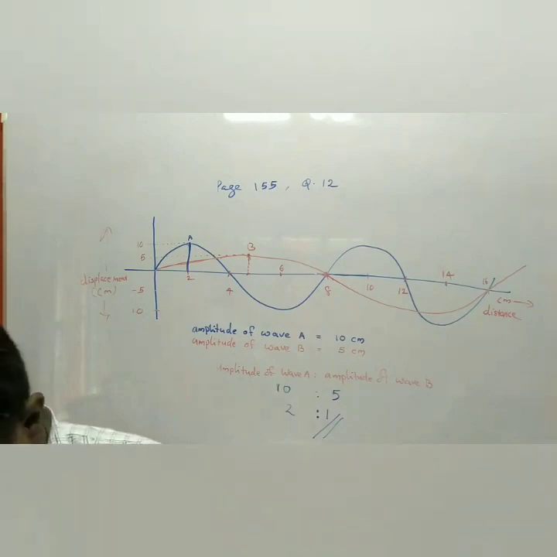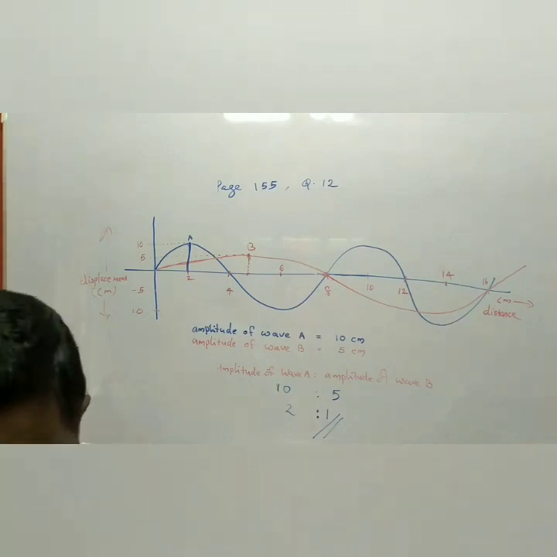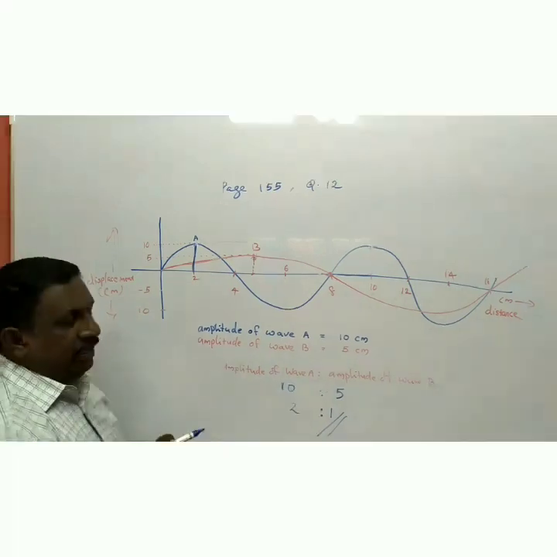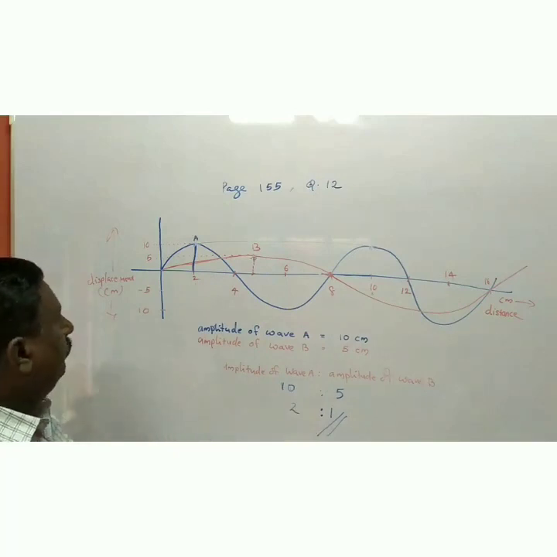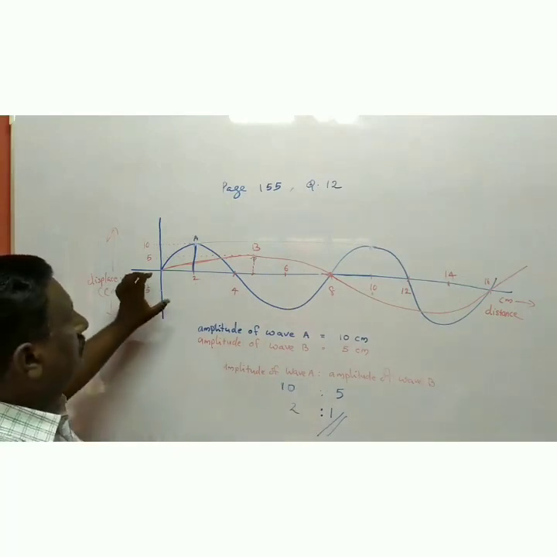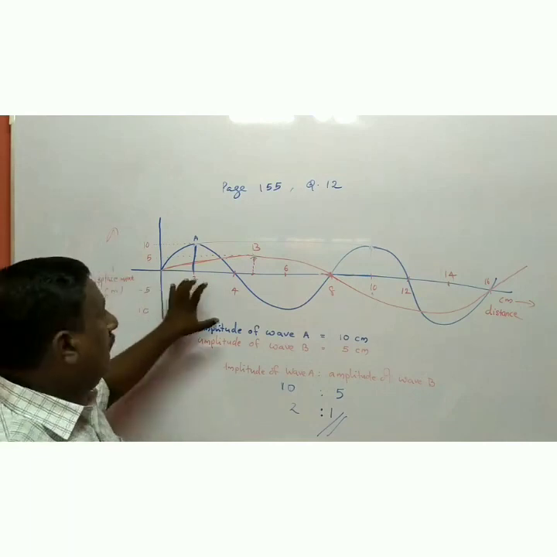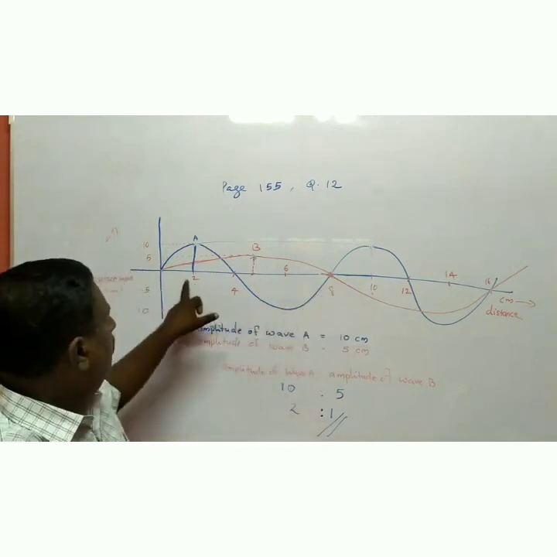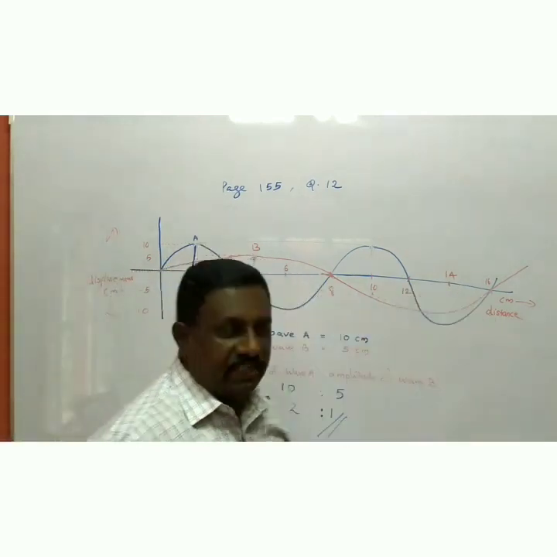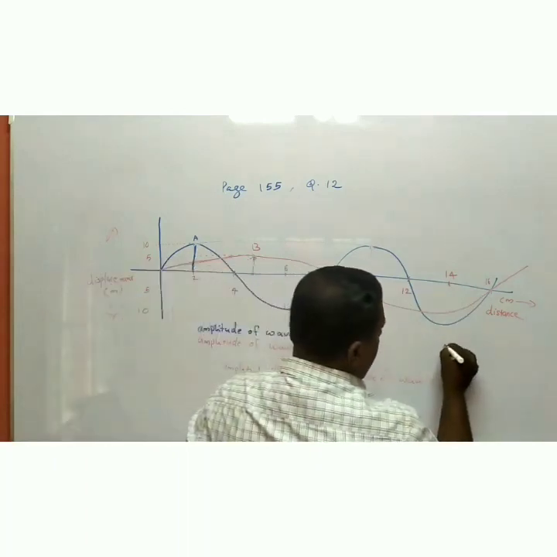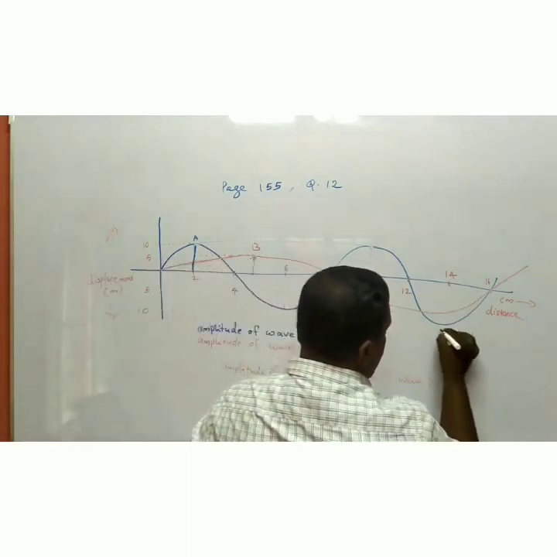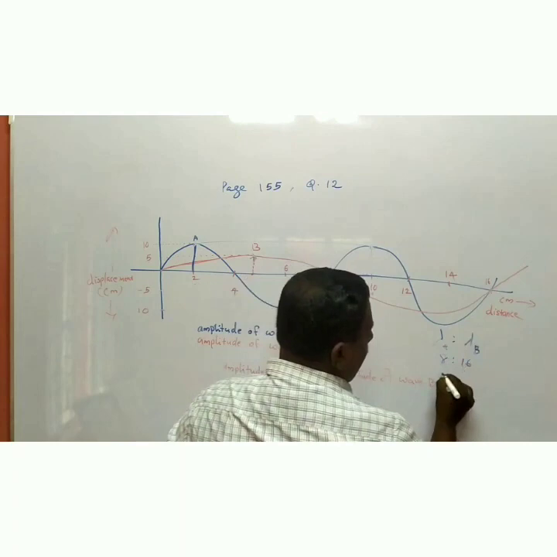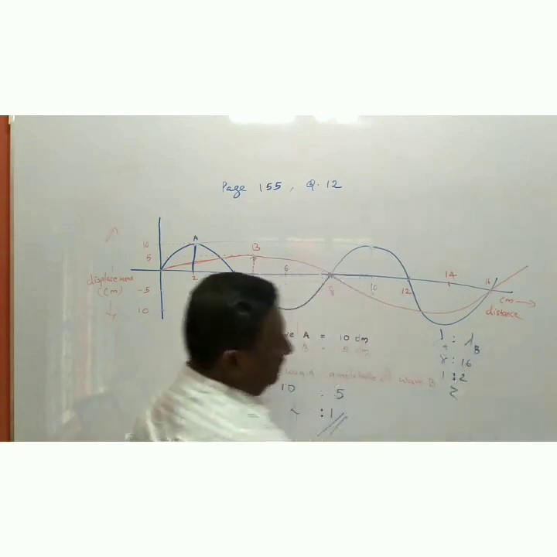Then we have to find out the ratio of the wavelength, or compare the wavelength. Next we have to find out the wavelength. The wavelength means the distance covered by one wave. Here the first wave completed 8, and the second wave completed 16. Then wavelength lambda A ratio lambda B is equal to 8 ratio 16, that is 1:2. This is the answer.